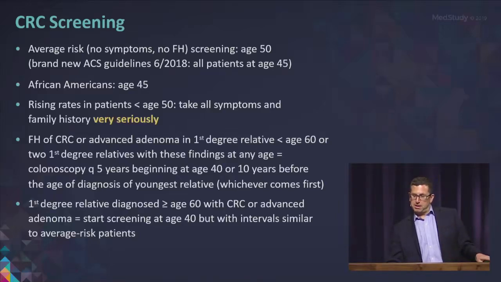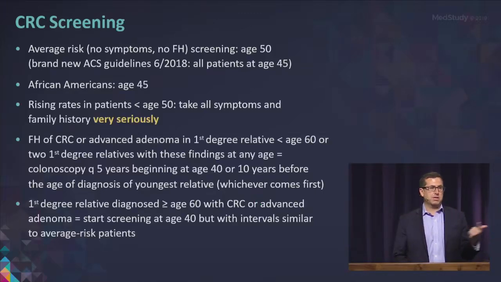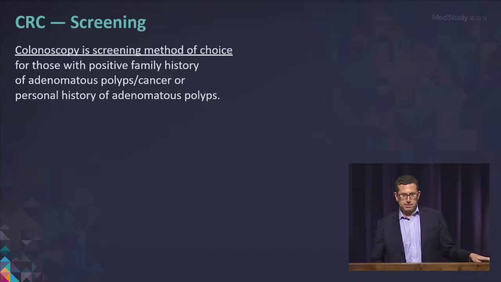And please be aware that in here you see that it's not just a family history of colon cancer, it's a family history of an advanced adenoma. So if someone has a polyp with high-grade dysplasia, a polyp over a centimeter, or villous histology, that's going to trigger an earlier colonoscopy in the relative.